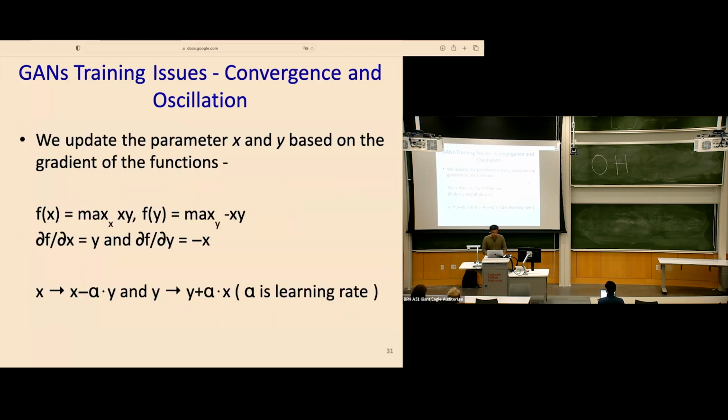So f of X is the objective of player A trying to maximize XY, and f of Y is the objective of player B trying to maximize the minus of XY. So if we were to take gradients of these functions with respect to X and Y, and take a learning rate and apply the gradient update, can someone try and guess what the Nash equilibrium would be in this case?